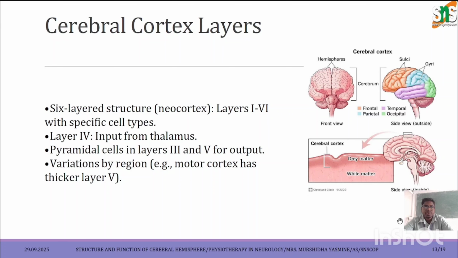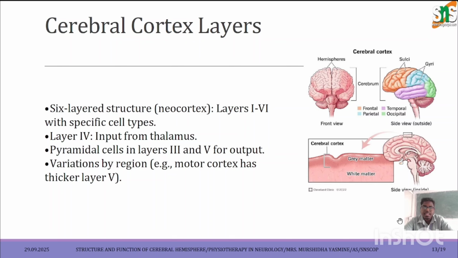In this video, we're going to see about the cerebral cortex layers. Generally, the cerebral cortex has different kinds of layers. It consists of a six-layered structure, which is also called the neocortex. These layers are categorized into layer 1 to layer 7 with specific cell types.